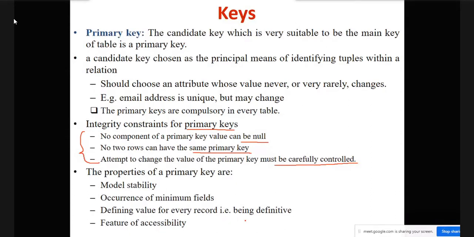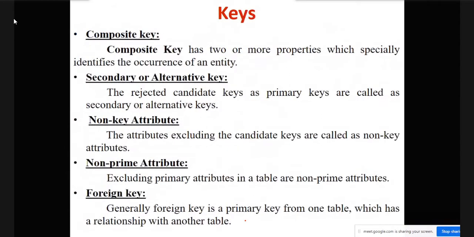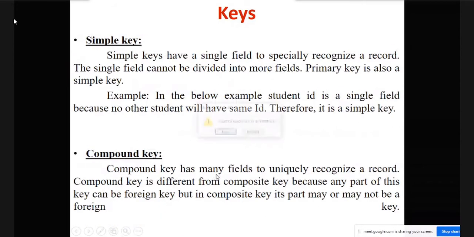So till now, these three keys were very important as per your syllabus. Then we have a few more keys, so I have just added the theory of that for your understanding. What is a composite key? A composite key has two or more properties which specifically identify the occurrence of an entity. For this, I will just share something with you.